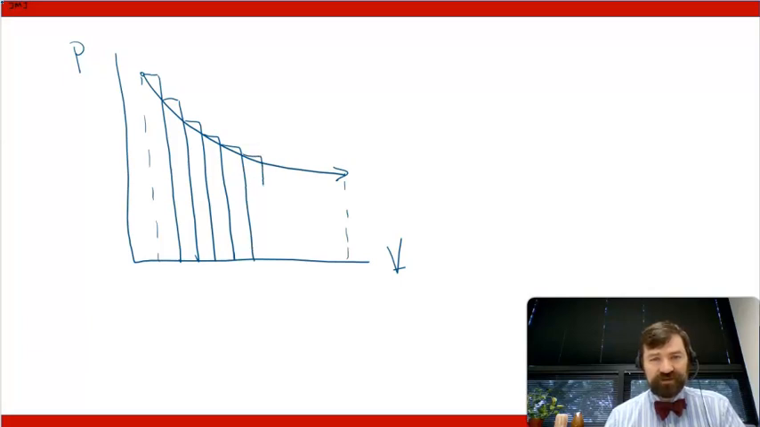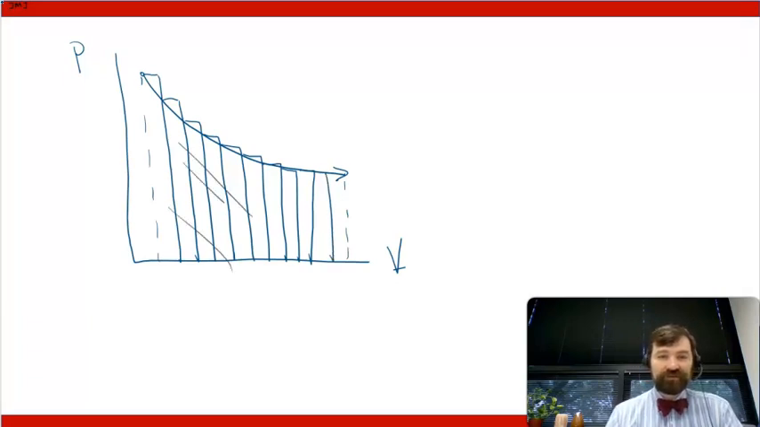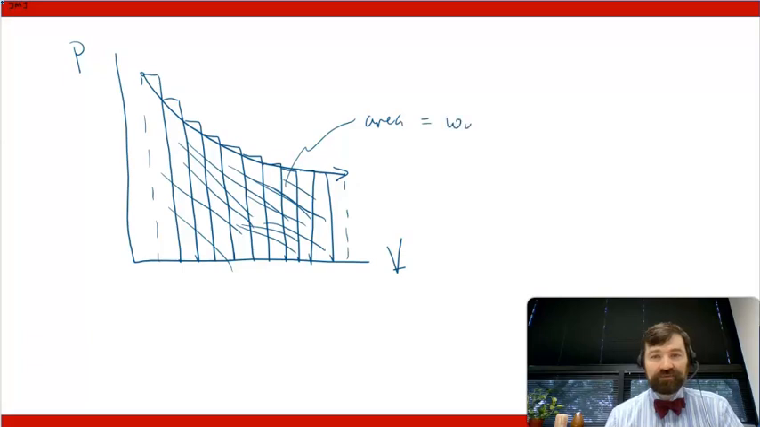If you've done this on graph paper, then you can always just count how many squares on your grid are included within your area that's enclosed. So again, we can do area of all these little rectangles or grid squares or what have you, and once again, area equals work.